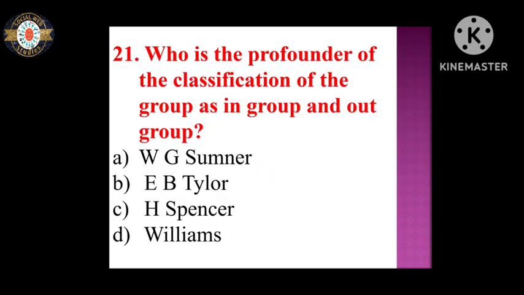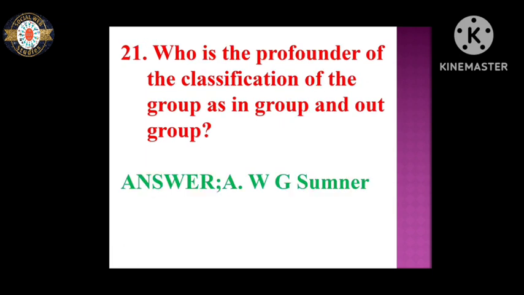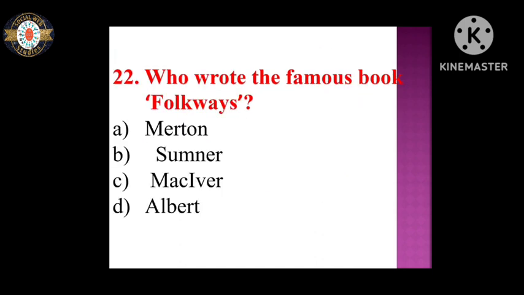Another question is who is the propounder of classification of the group as in group and out group? Option A, W.G. Sumner. Option B, E.V. Taylor. Option C, Herbert Spencer. Option D, Williams. Right answer of this question is option A, W.G. Sumner.